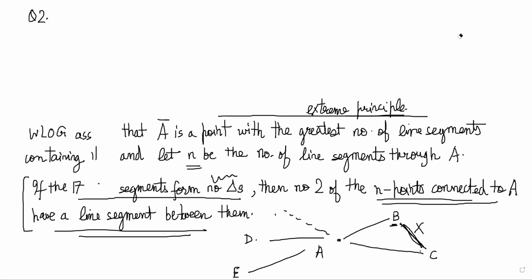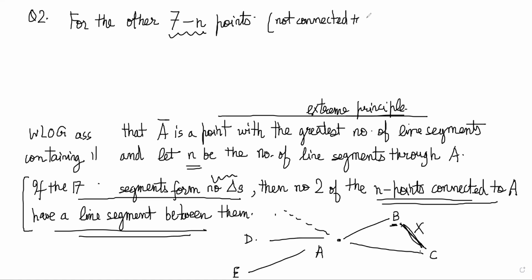So here we will say for the other 7 minus n points. What are the 7 minus n points? Remember that we had 8 points in space. A was one of the points. So there were 7 other points and then n points were connected to A. So we are talking about the other 7 minus n points which are not connected to A. Not connected to A and not A basically, right?